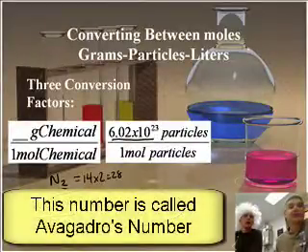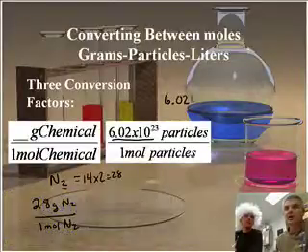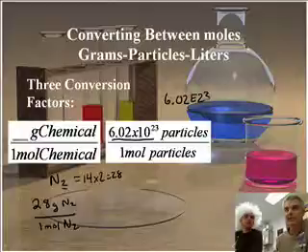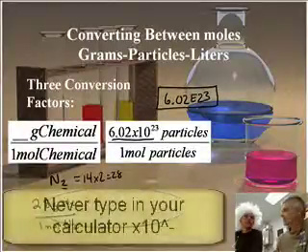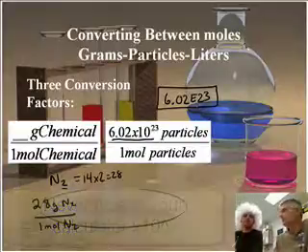Now, a review here. When you're doing this, it's very important that you understand that when you type in your calculator 6.02, you're going to use the E button, E23. You do not say times 10. Never do times 10. We've talked about that before, but it's going to become very critical here.